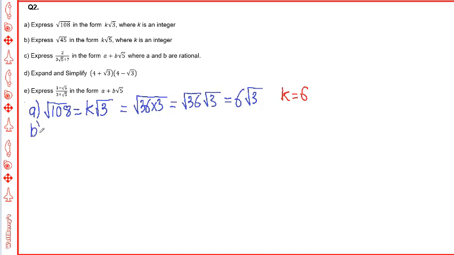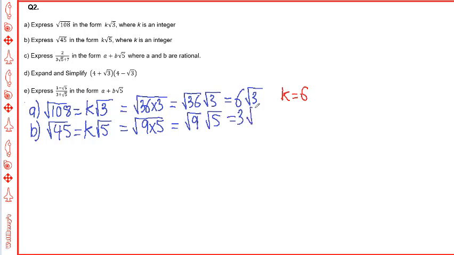Very similar situation. We have square root of 45 is equal to k, this time root 5. So first things first, divide 45 by 5, that gives you 9. So it's exactly the same as this. 9 times 5. Split the surds, root 9 times root 5. Root 9 is equal to 3. This stays as root 5, which is what we want because it's in the question. So therefore, in this particular case, k is equal to 3. And that's how you solve these kinds of questions.